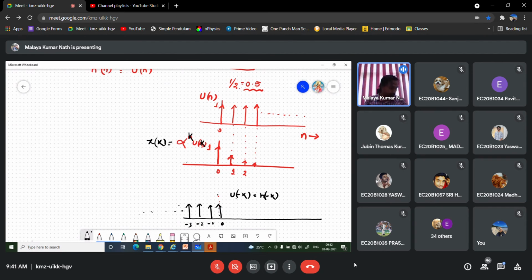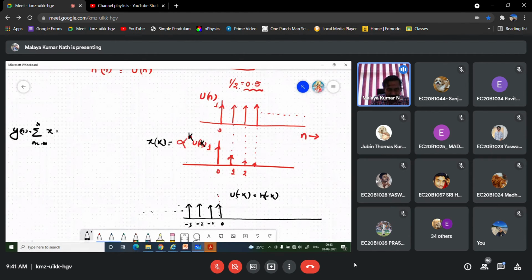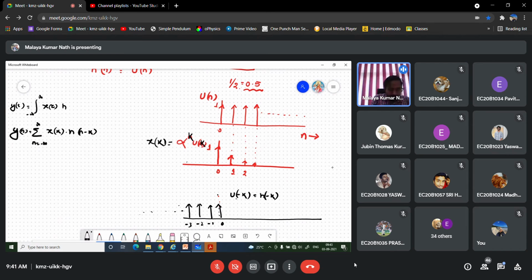According to the principle, what will happen to the convolution output? Your convolution output will become equal to y of n. I can write that is equal to summation from k equal to minus infinity to infinity of x of k into h of n minus k. This is the similar way that I have written in the continuous domain: y of t is equal to the integration from minus infinity to infinity of x of tau into h of t minus tau.